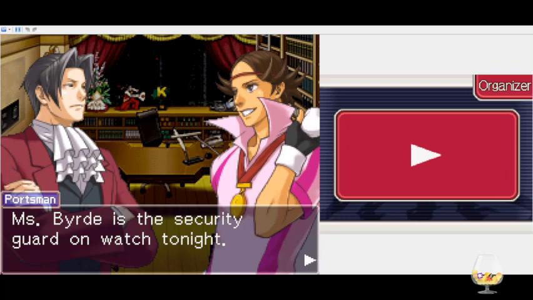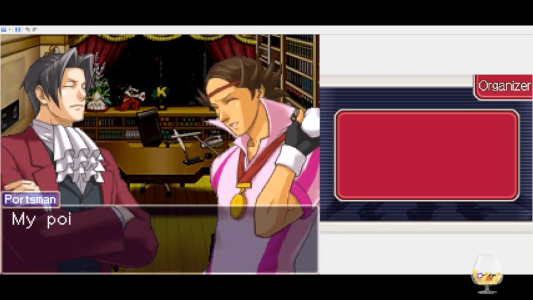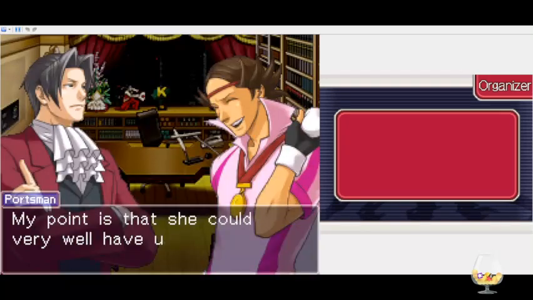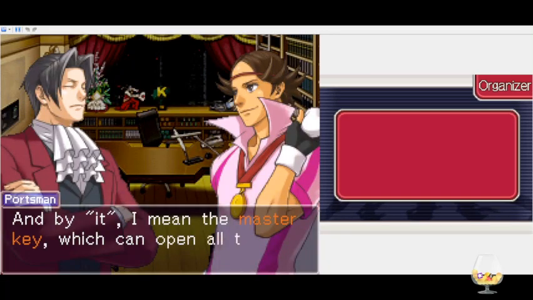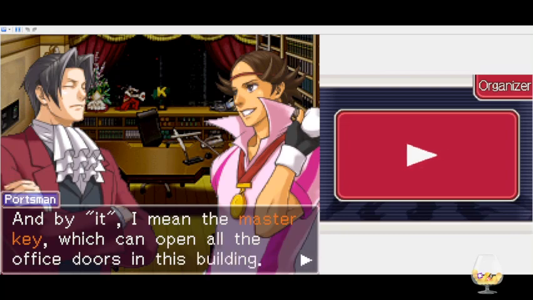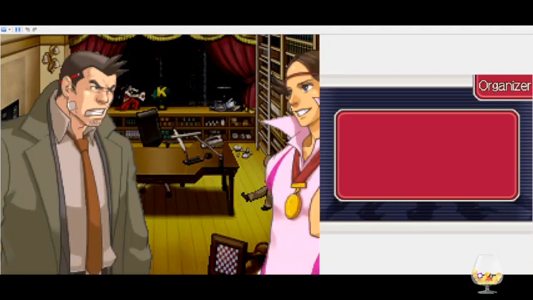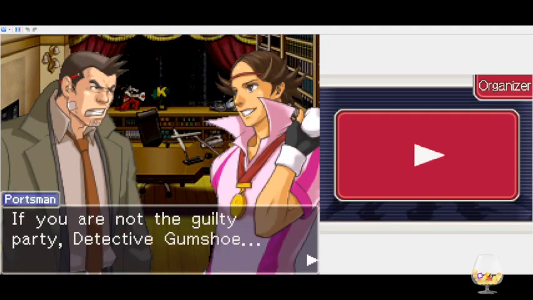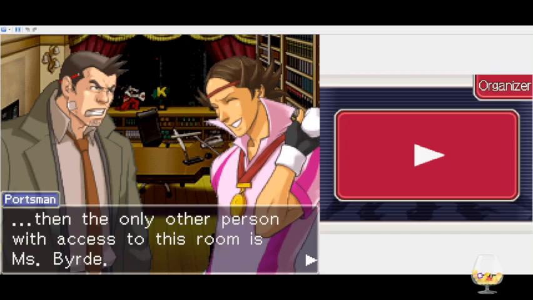Miss Bird is the security guard on watch tonight. I see, and your point is? My point is that she could very well have used it. And by it, I mean the master key, which can open all the office doors in the building. What?! If you're not the guilty party, Detective Gumshoe, then the only other person with access to this room is Ms. Bird.